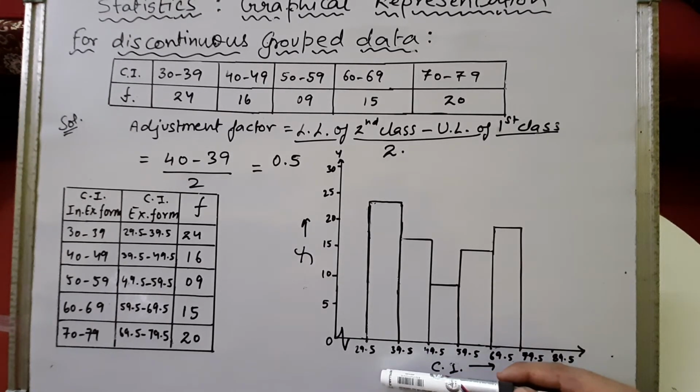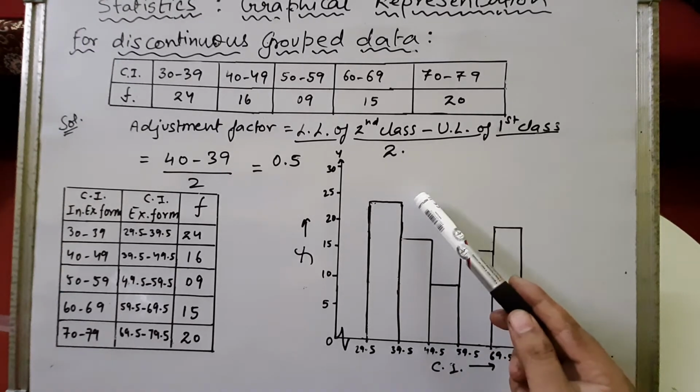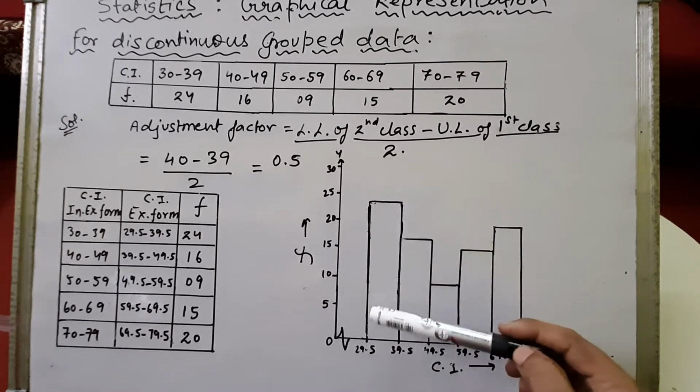Now let's start drawing the histogram. The first class interval is 29.5 to 39.5. The x-axis is representing the class intervals and the y-axis is representing the frequency. So along the x-axis we have taken the class intervals, along the y-axis we have taken the frequencies. The first class interval is 29.5 to 39.5, and for that the frequency is 24. You can see the height of the first rectangle is 24 units, right?